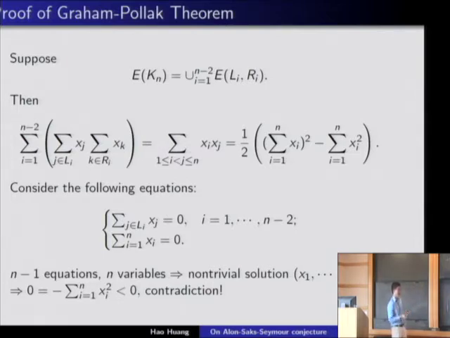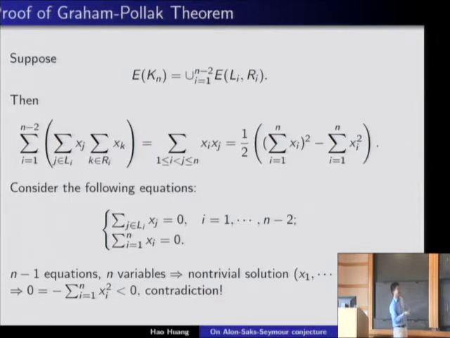Now we have n minus 1 linear equations and n variables. So we know there exists a non-trivial solution. If we plug it in, we get 0 equal to the negative of the sum of squares, which is smaller than 0. So we get a contradiction. I really like this proof.